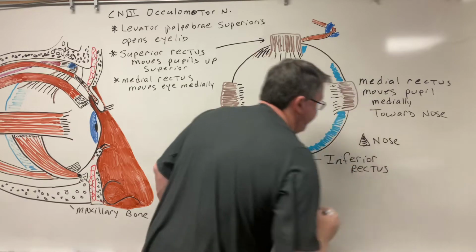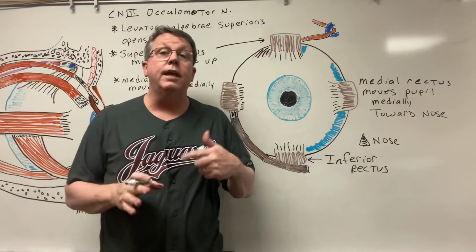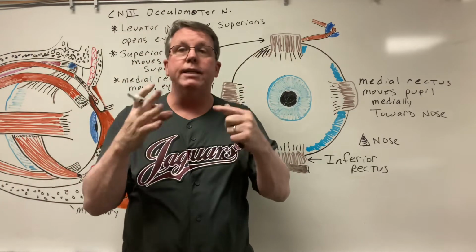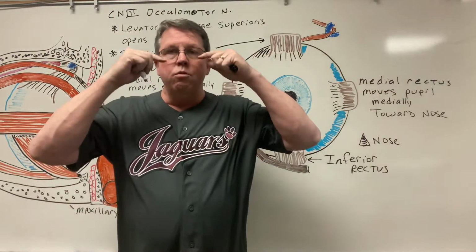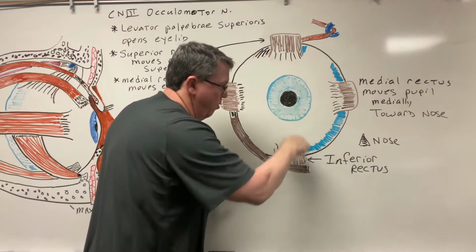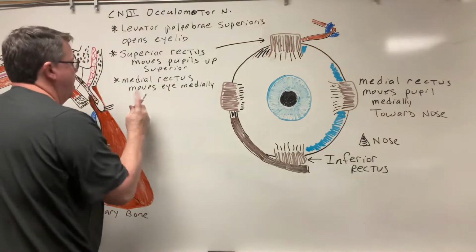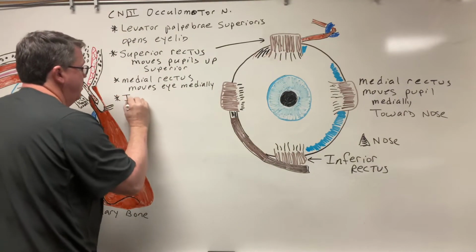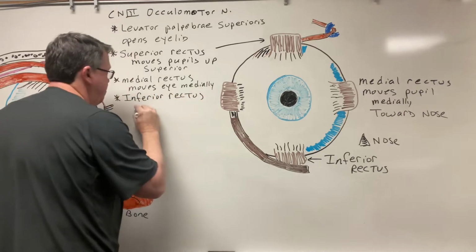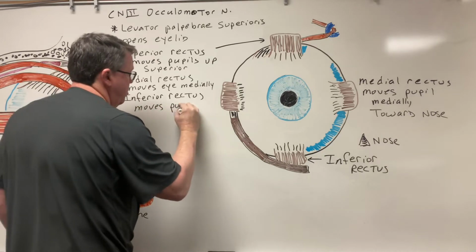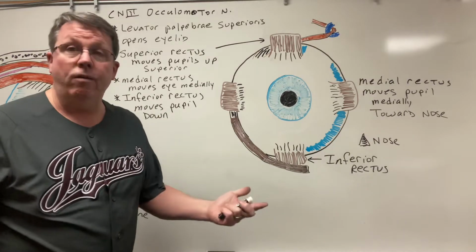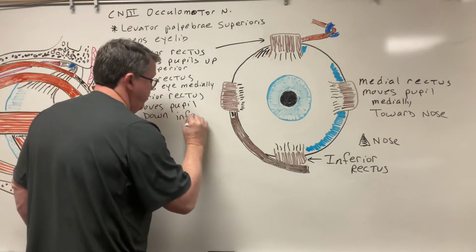And then this down here is going to be my inferior rectus. Now, if you notice, the inferior rectus also starts at the annulus of Zinn, but it also connects to the inferior portion of the sclera. And if you don't know what the sclera is, that's the white part of the eyes. When this contracts, this pulls straight down, right? So the pupil is going to look down. So this is the inferior rectus, and it moves the pupil down, or in anatomy, down is inferior, right?